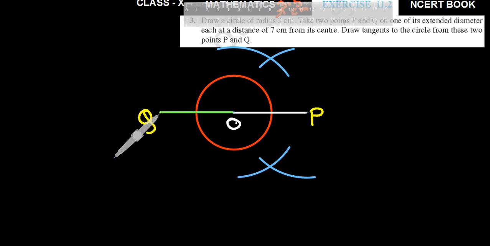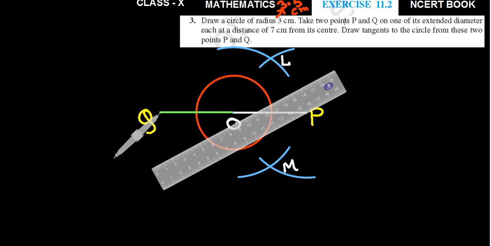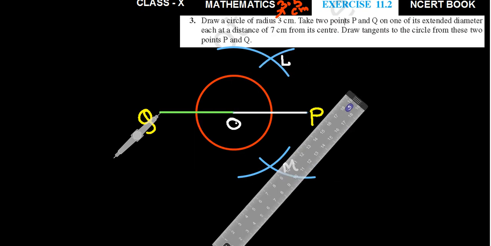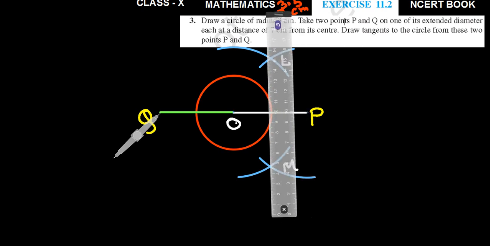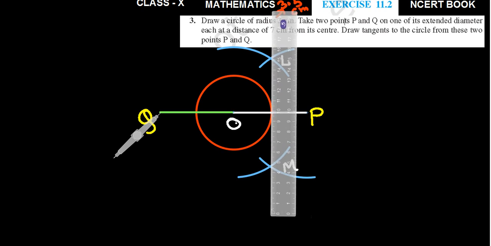So you have seen how they intersect each other. Let's name the points where these arcs intersect each other, suppose it is L and it is M. Now we will join these 2 points using the scale. Now join.